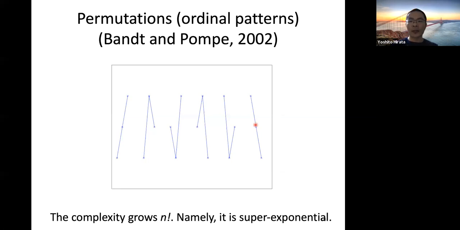The first approach I used was the permutation, also called ordinal patterns. These are the inequality relations among consecutive measurements. If the length is 3, there are 6 possibilities: third, second, first; third, first, second; second, third, first; second, first, third; first, third, second; and first, second, third. If the length becomes 4, there are 24 possibilities. If the length becomes 5, there are 120 possibilities. If the length becomes 6, there are 720 possibilities. Therefore, the complexity grows as n factorial. This complexity is super-exponential.